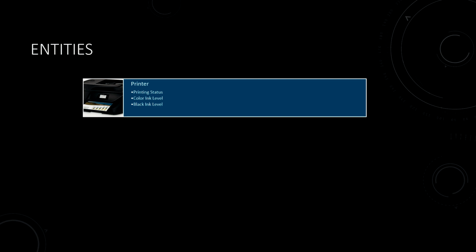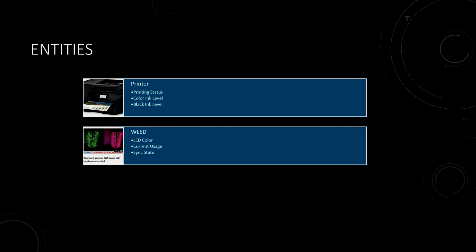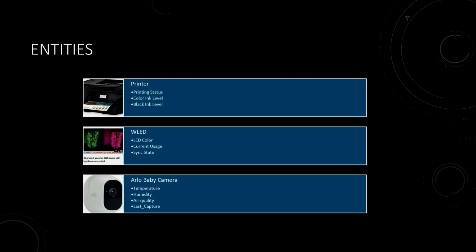Entities: there's multiple entities per device. For example, on the printer device, each one would have a printing status of if it's printing or not, and then a color and black ink level. Entities are interesting because they're typically things that can be queried, such as sensor data, temperature data, motion data, stuff like that, or they're things that can be set, such as the light brightness, the light color, and so on. My WLED, or the Veroni lamps, they have an LED color value that is an entity I can set to set them to any color I want. The Arlo baby cameras are all things I would read, but that has temperature, humidity, air quality. So there's actually quite a few entities on this one device for each device in my home.